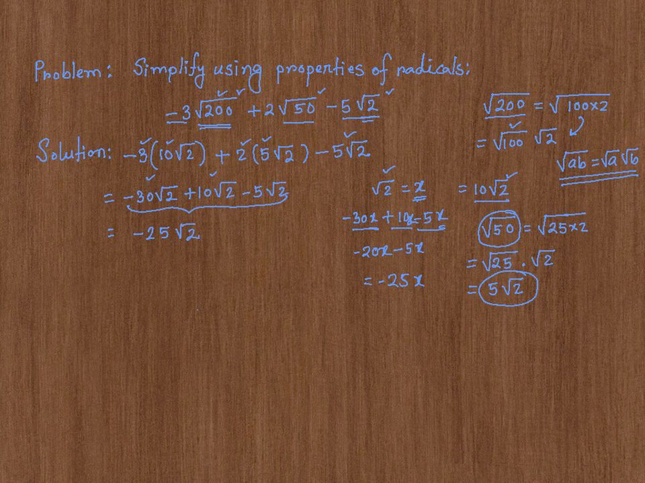Again, negative 30 times square root of 2 plus 10 times square root of 2 is going to give you negative 20 times square root of 2. Then subtract another 5 times square root of 2. That's going to give you negative 25 times square root of 2. And that's going to be your final answer. If you simplify this given problem using the properties of radicals, this is what you should get.